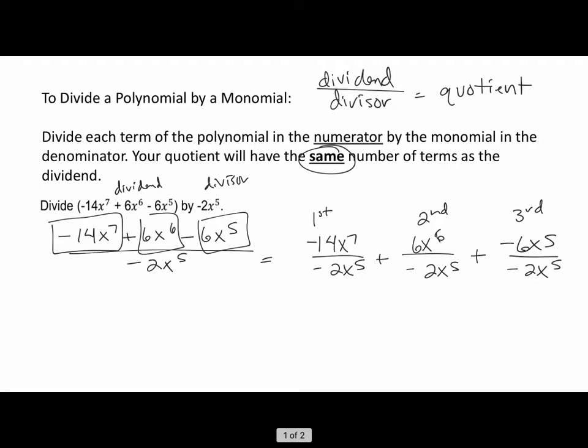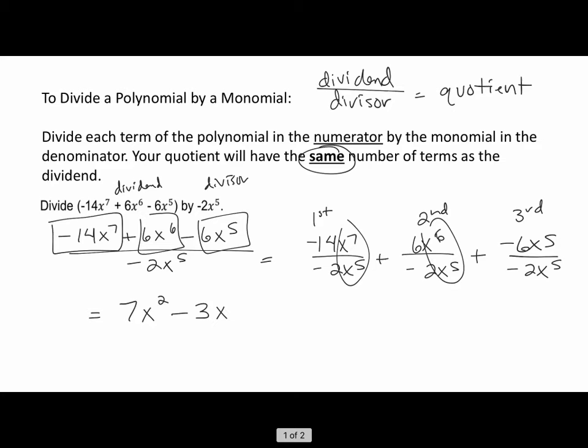So let's look at the first term. If we divide negative 14 by negative 2, that's going to be a positive 7. If we divide the base x, we're going to subtract 7 minus 5, which is 2. In the second term, if we divide 6 by negative 2, that's a negative 3. And if we use the quotient rule for base x, that's 6 minus 5, which is 1.